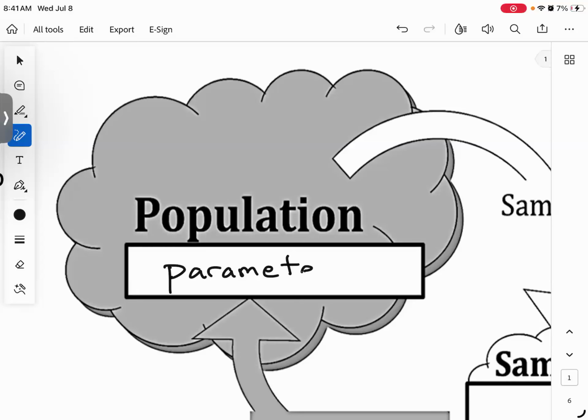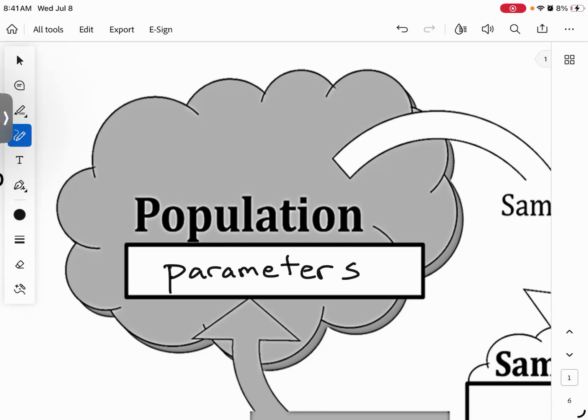Just think about ACC, for example. ACC has more than 40,000 students. If somebody actually did go and measure the height of every single one of them, that'd be a parameter, right? That would be the actual average height for every single student. Or if you went and talked to every single one of them and found out what proportion of them are eating breakfast every morning, that would be a parameter.